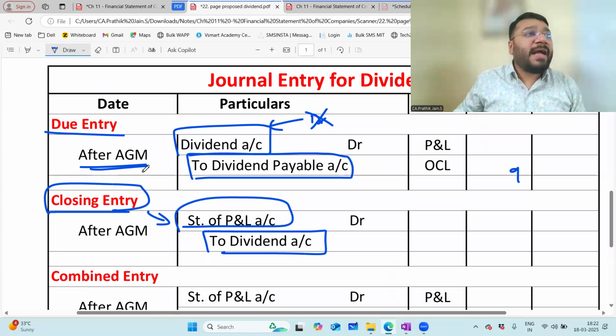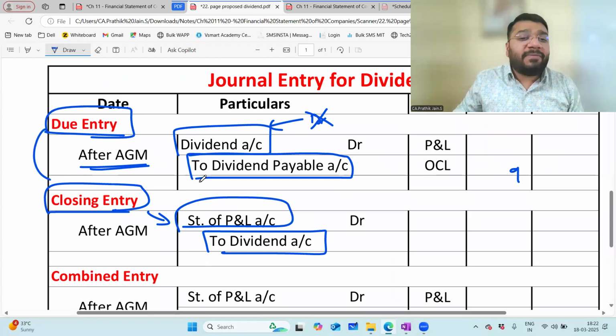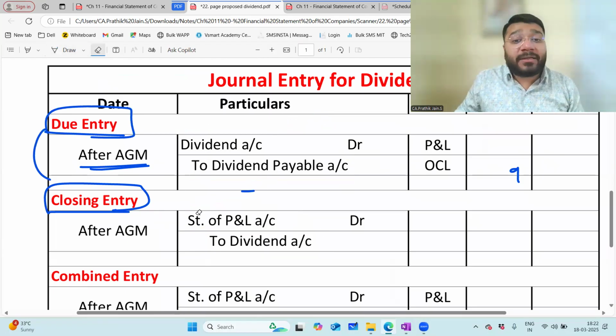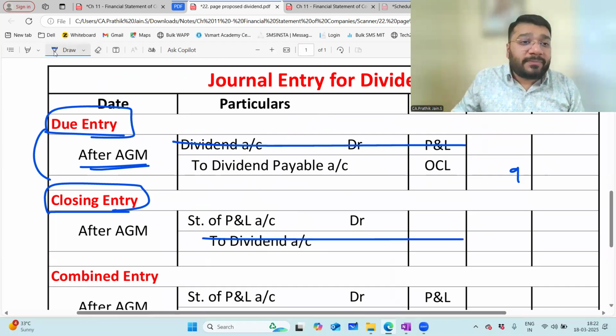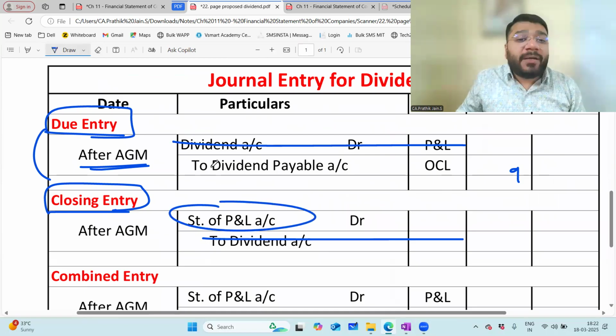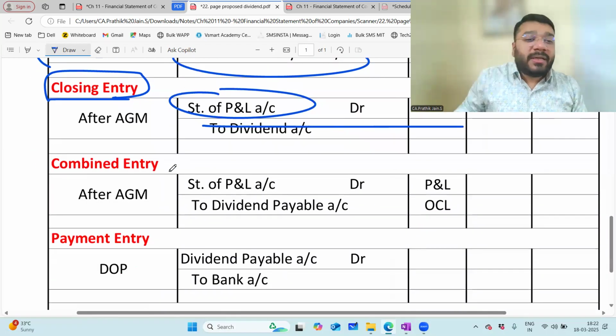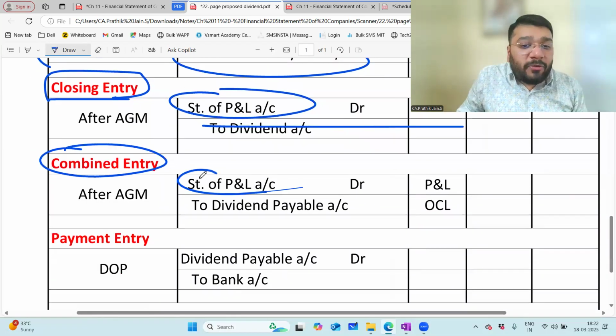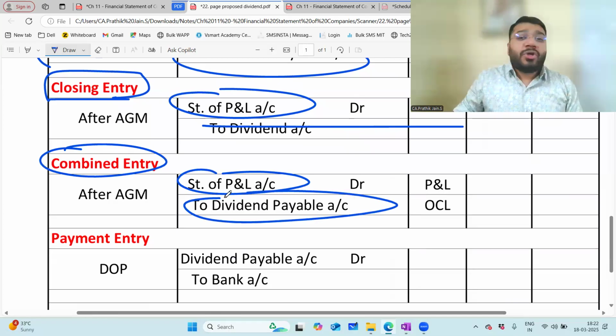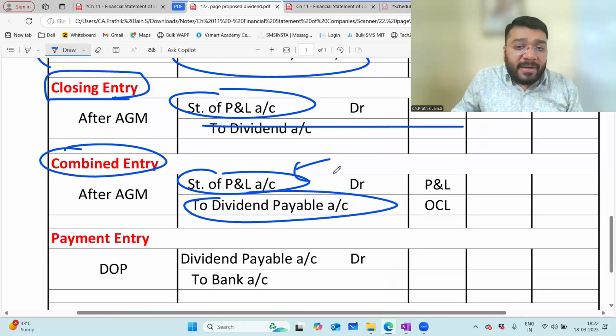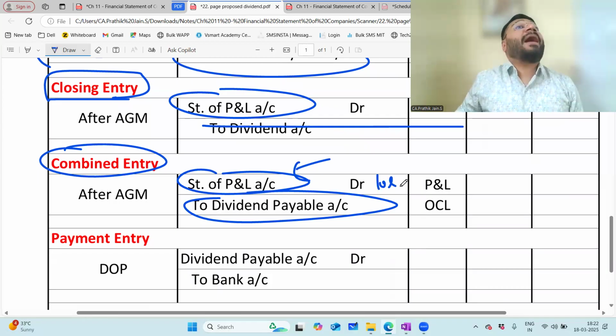Now, some people say that we don't want to pass two separate entries, we'll combine and record it. So you pass a combined entry. What is the combined entry impact? So dividend in debit and credit is gone. So what am I left with? Statement of P&L account debit to dividend payable. Combined entry is statement of P&L account debit to dividend payable. If I debit this amount, let's say 10 lakh rupees, in the statement of P&L, this will have the impact of reducing my profit.